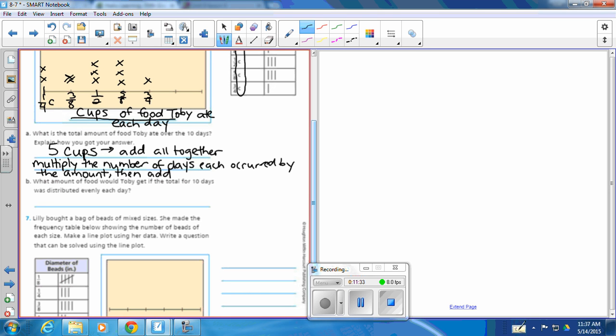Looking at B, what amount of food would Toby get if the total for 10 days was distributed evenly each day? Okay, so if we took that, we would have to move this one over here and this one over here to make it even, right? That would make everyone have 2. So what amount could that be, or would that be?